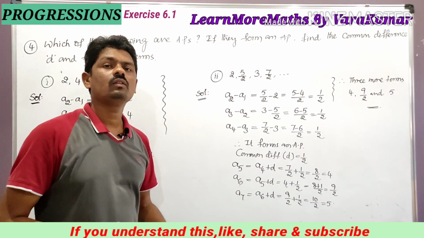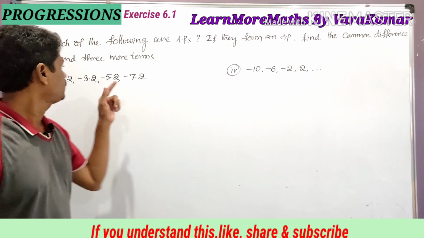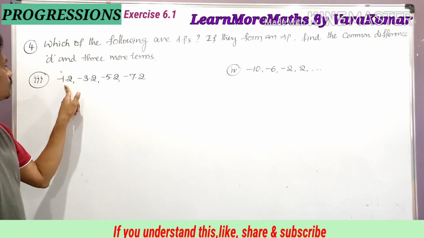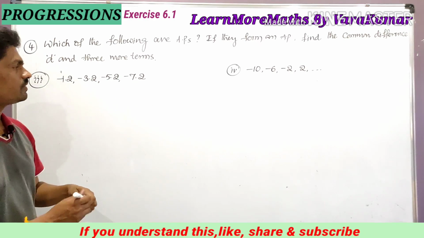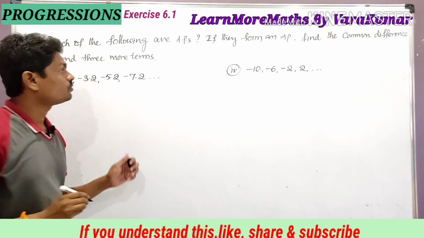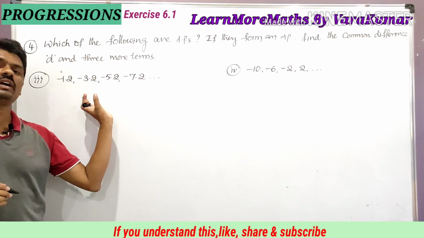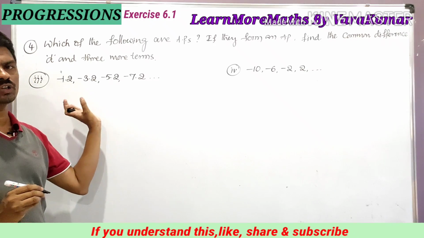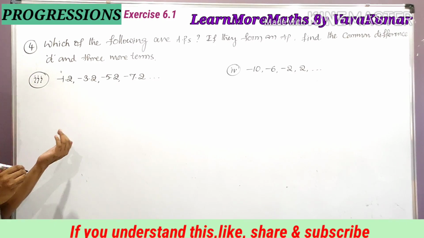Student, now we have to solve third bit. So student, this is the third bit in the fourth problem. So minus 1.2 comma minus 3.2 comma minus 5.2 comma minus 7.2 and so on is given, student. So first you have to check whether the given series forms an AP or not by finding the common difference of successive terms. So next if it forms an AP, you have to find the 3 more terms.